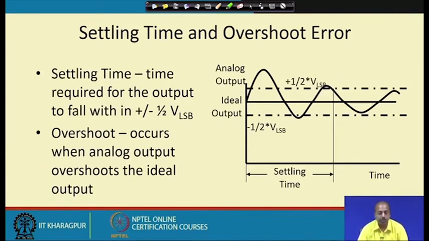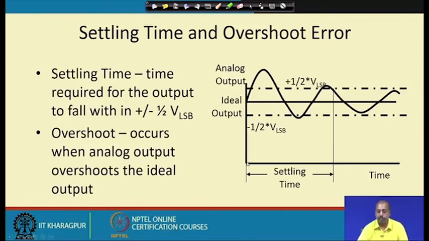Then settling time and overshoot error. We have already explained this to some extent, so let us just revisit it. This is the time required for the output to fall within plus or minus half VLSB. As I said, ideally this is the behavior, so it should come to this value, but the analog output becomes like this. It shoots up and then comes down. After this point, you have the output contained within the plus or minus half VLSB voltage. So when it comes within this range, that is the settling time.